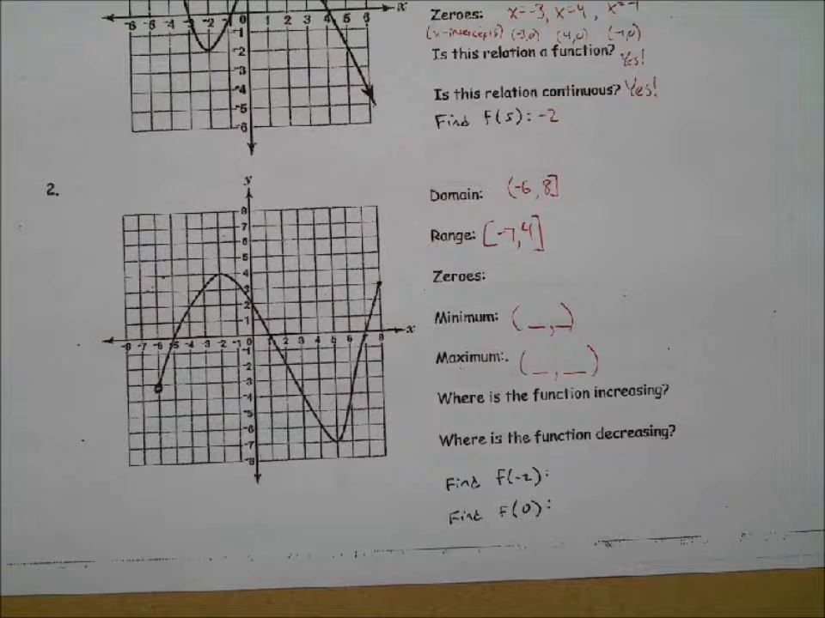Where is x equal to 0 on your graph? So there's your x is 0. Where is it on your graph? Right here.